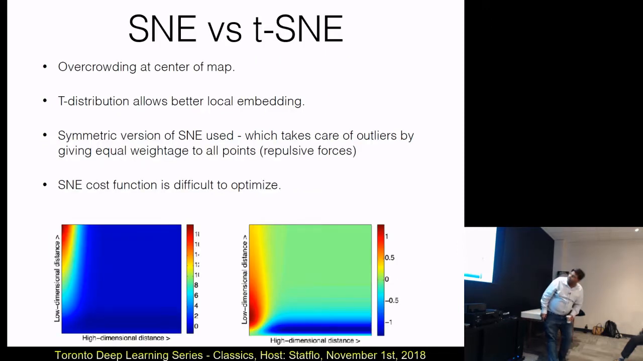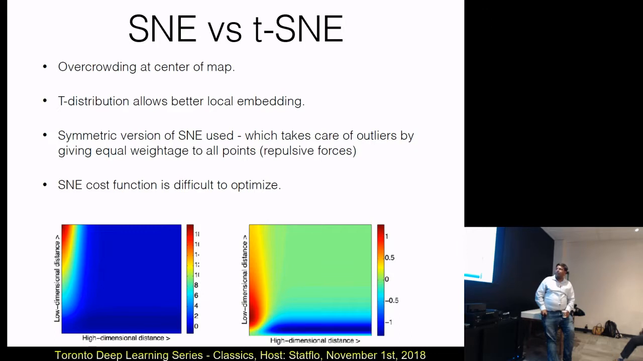Another next part. I had promised Asan that I will have a slide on SNE versus t-SNE, but sorry for ruining all the fun because I think we have kind of covered most of this. So this outlier thing was an interesting discussion.